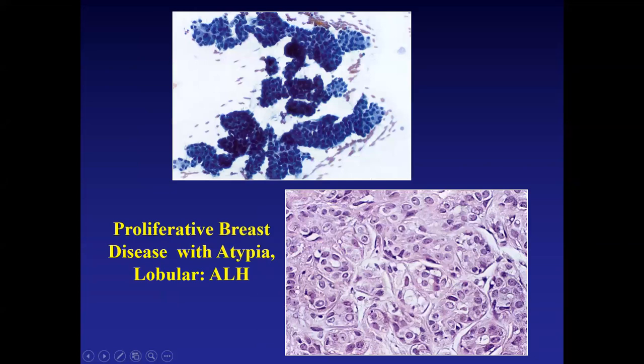What about lobular neoplasia? Atypical lobular hyperplasia or lobular carcinoma in situ have a very distinct cytological feature. They look like grape-like clusters, and they're very monotonous. They're one cell type, and there's really not much loss of polarity in here. Very similar to what we see in surgical pathology.